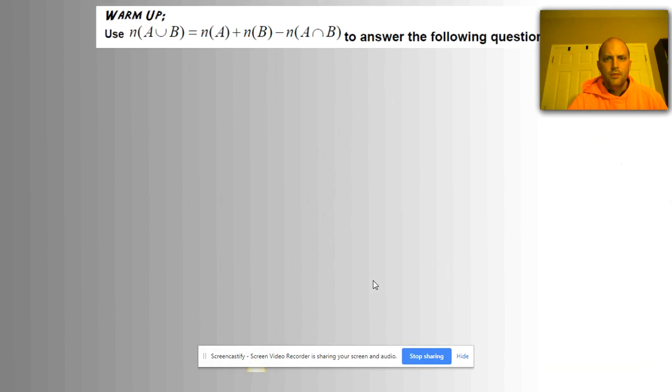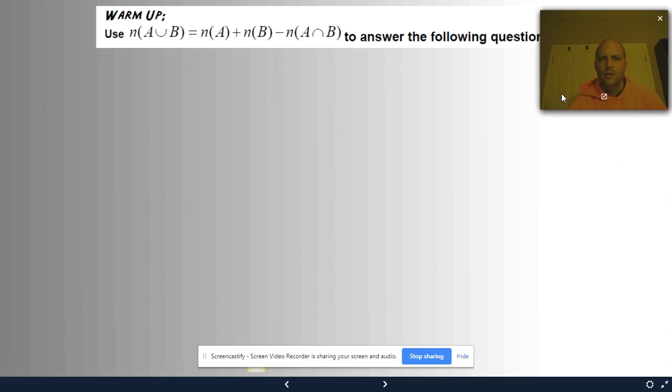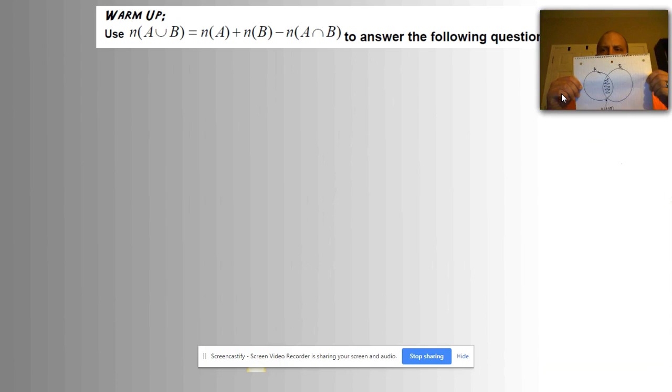So the big idea of this one here is the numbers in A. Like my little drawing here. The numbers in A, the whole circle. If I add those up, and then I add up the numbers in B, that gives me the numbers in A union B.